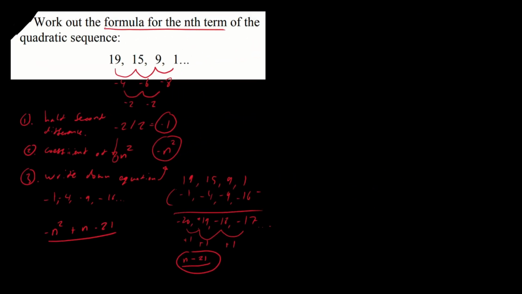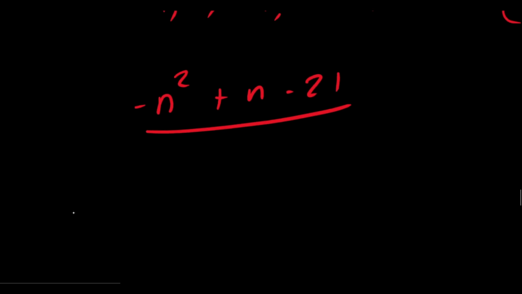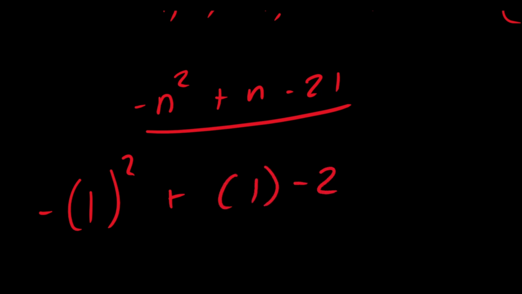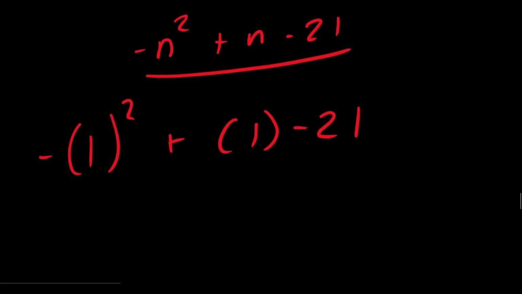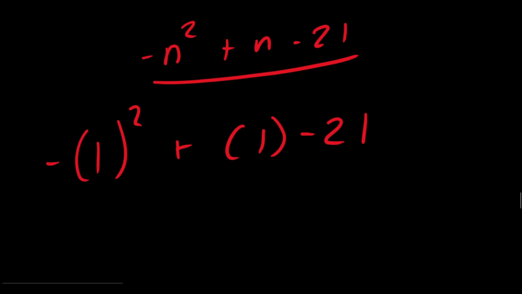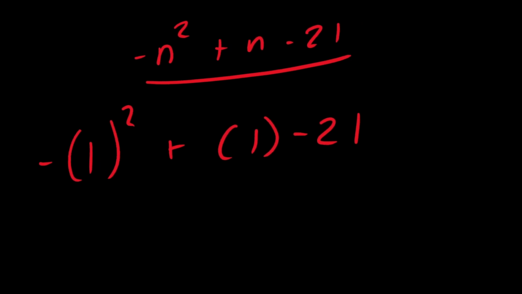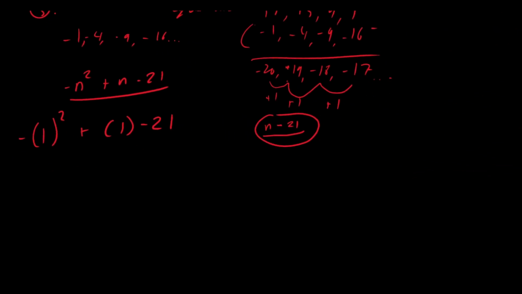So what is the first term of the sequence? That's 19. So when n is 1, it should equal 19. So when n is 1, it should be 1 squared plus 1 minus 21. Okay, so 1 squared, negative 1 squared, we must have done something wrong somewhere, because this is not adding up.